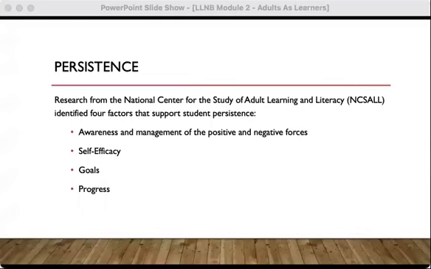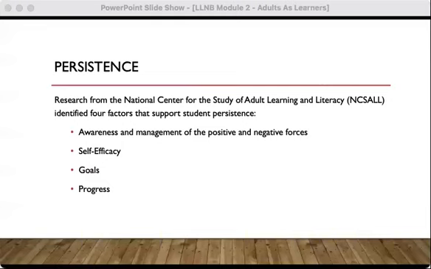Awareness and management of the positive and negative forces in a learner's life. Earlier, we pointed out that adult learners have other responsibilities and challenges, and that these compete for time. Work, family, transportation, childcare. These forces can diminish motivation and persistence. However, adult learners also have positive forces that can support their learning: encouraging friends and family, a desire for a better job, a wish to be a role model for their children. When tutors help learners to recognize the use of positive forces and to make plans to deal with the negative forces, those learners are more likely to stay in the literacy program.